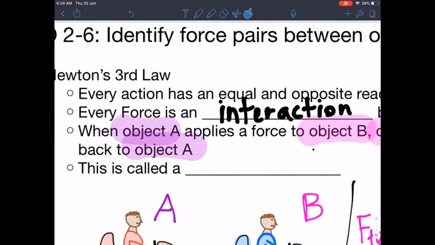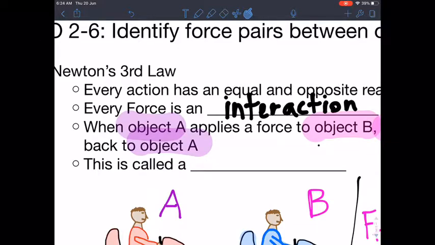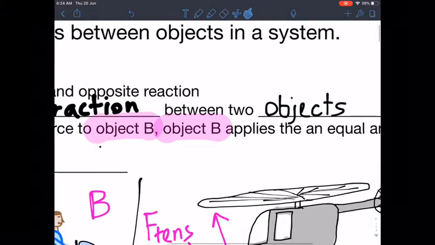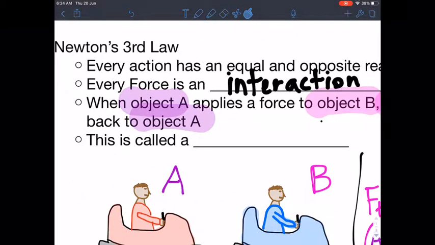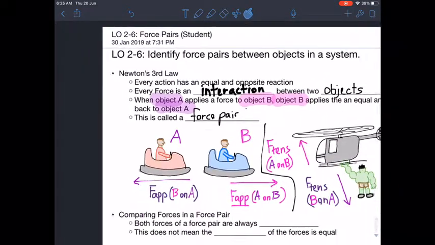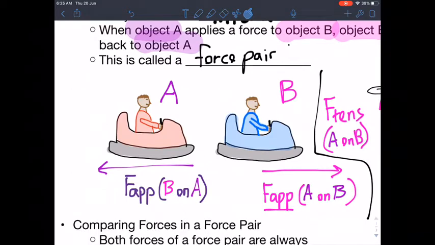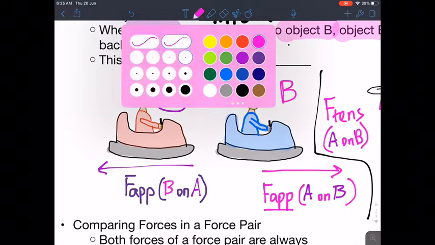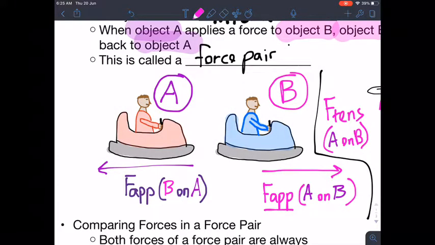And so what we know about that interaction is that when object A, which is here in purple, applies a force to object B, object B applies the equal amount of force back to object A. And we call this a force pair. So if we look at this bumper car example, we're saying that this object right here is object A, that red bumper car, and this object right here is object B, the blue bumper car.